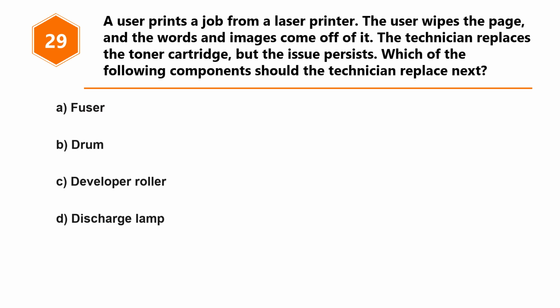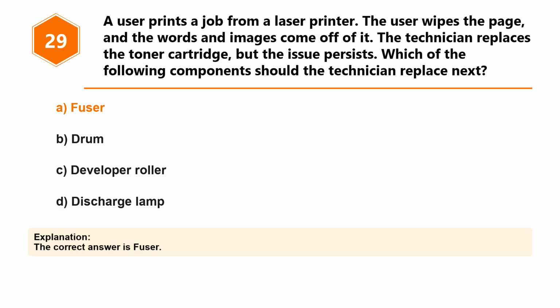Question 29. A user prints a job from a laser printer. The user wipes the page, and the words and images come off of it. The technician replaces the toner cartridge, but the issue persists. Which of the following components should the technician replace next? Option A, fuser. Option B, drum. Option C, developer roller. Option D, discharge lamp. The correct answer is option A, fuser.